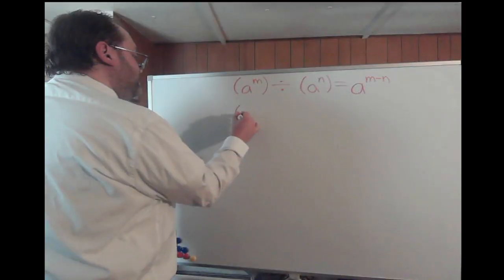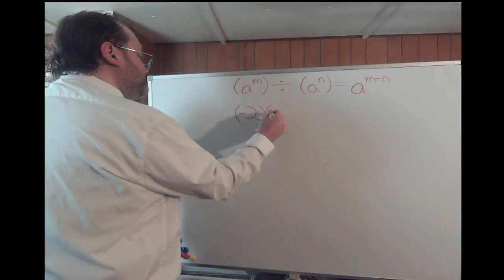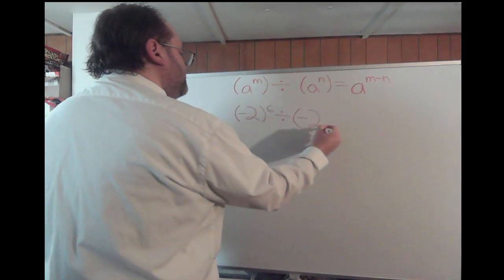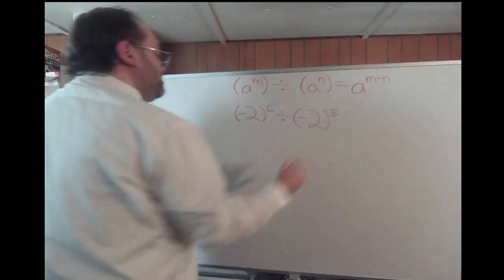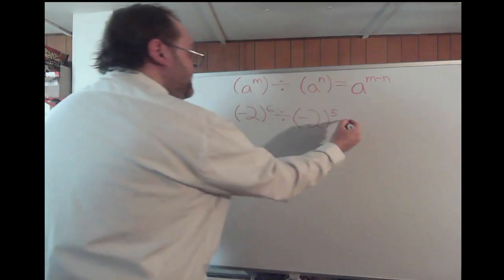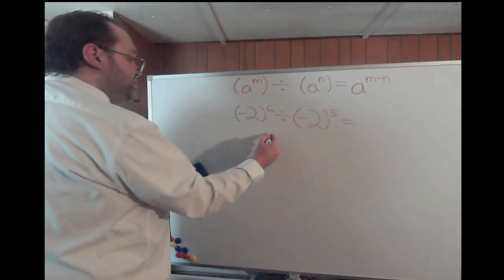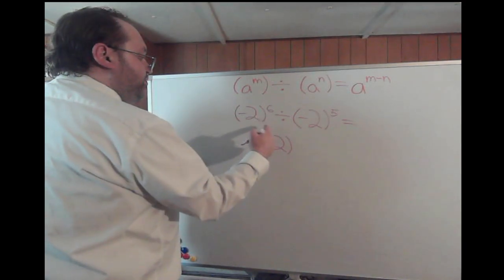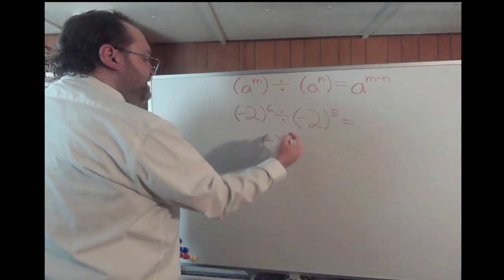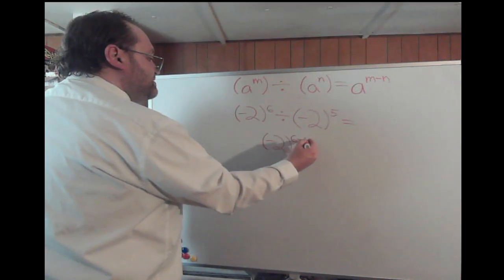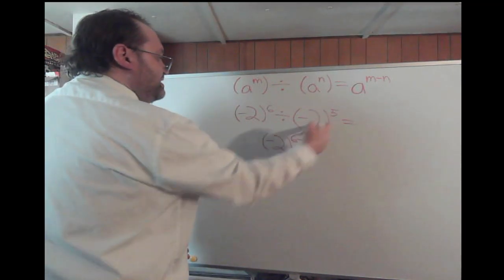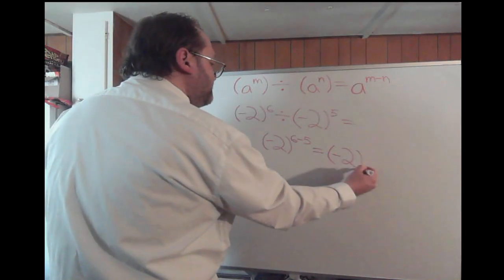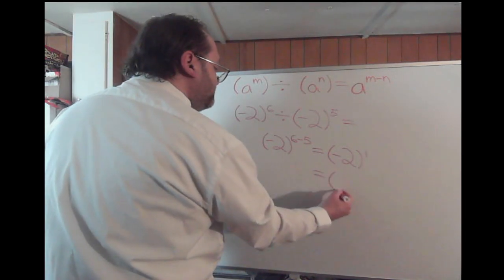So we have negative 2 to the 6th divided by negative 2 to the 5th. Well, we can clearly see starting out that the base is the same. That's negative 2. Now you'd have to raise that to the 6 minus 5 power, since it's divided by, which is going to give you negative 2 to the 1st power, or just simply negative 2.